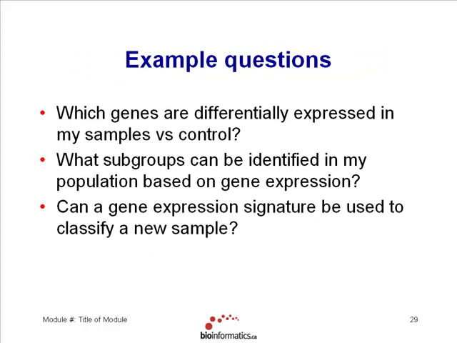So here are some of the biological questions that one would ask of a microarray experiment, and feel free to jump in with other ones. For example, which genes are differentially expressed in my samples versus control, or my one subtype versus the other subtype? What subgroups can be identified in my population based on their gene expression profiling? We've seen hundreds and hundreds of papers with clustering of gene expression. And then finally, can a gene expression signature actually be used to classify a new sample? If I have a gene expression signature that's associated with a certain phenotypic class, and I have a new case that comes in, and I don't know what phenotypic class it belongs to, can I just use the gene expression to classify my sample?